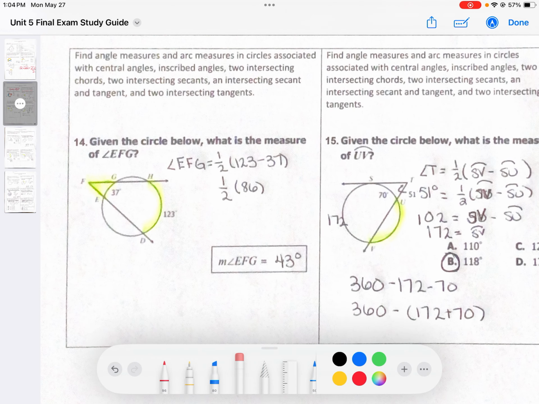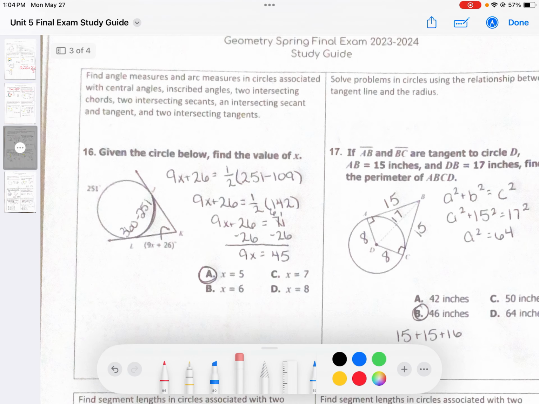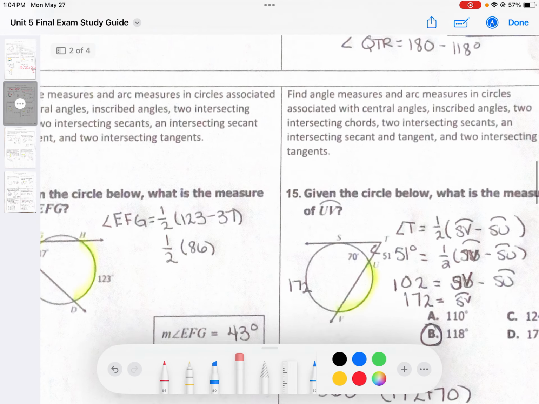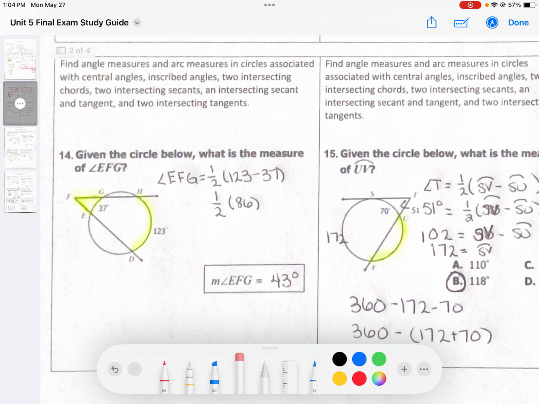What's the measurement EFG? The next few are exterior intersection. Once again, I'm naming this if you're going through your notes of Unit 5, Unit 7, the circles packet. It says find the angle measurement EFG. So this is the exterior intersection.